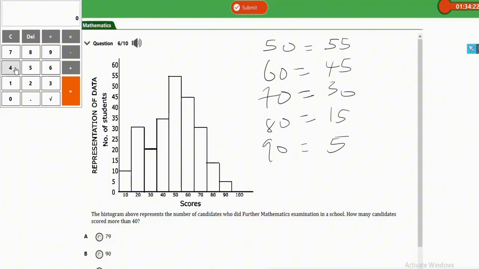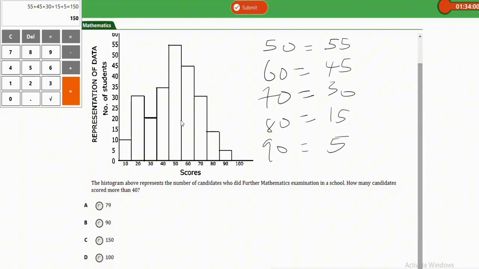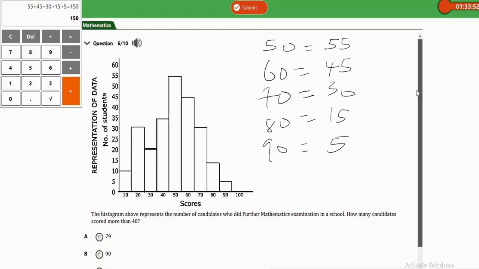on the calculator. We have 55 plus 45 plus 30, plus 15 plus 5. So we have the total to be 150. So the correct option to this question is what? Option C, 150. Alright, candidates scored more than 40. So it's as simple as this. Let's wipe this now, solve the next repeated question.